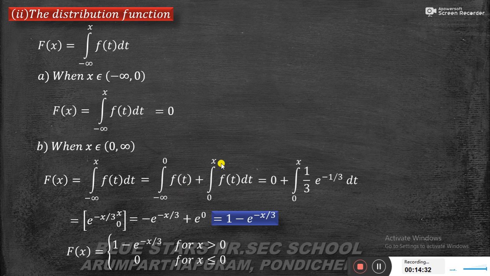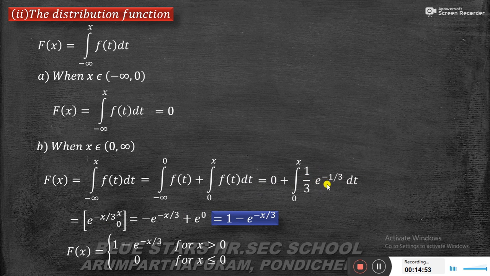So next is 0 to x. 0 to x means it goes to the first interval, that means x greater than 0. So x greater than 0, so f of t dt. So the first integral value is 0 plus next f of t. So the f of t answer is 1 by 3 e power minus t by 3 dt. Now you see here 1 by 3 is a constant. I write it outside.